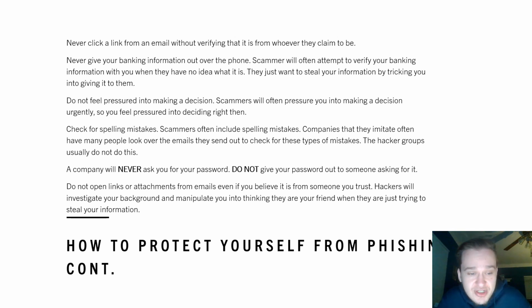And the last way to protect yourself is to not open links or attachments from emails. And it's very important you don't do this. This is also how to protect yourself from malware, is you do not want to open links or attachments from emails unless you can confirm that they are legitimate.